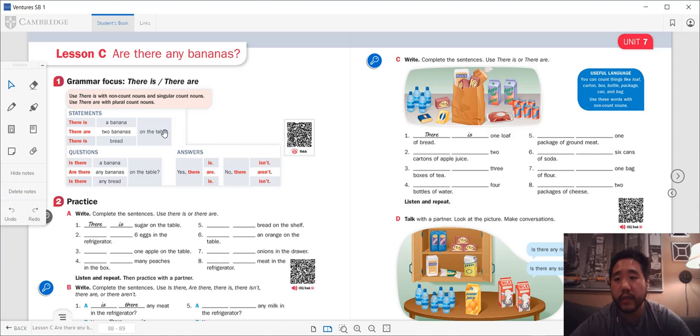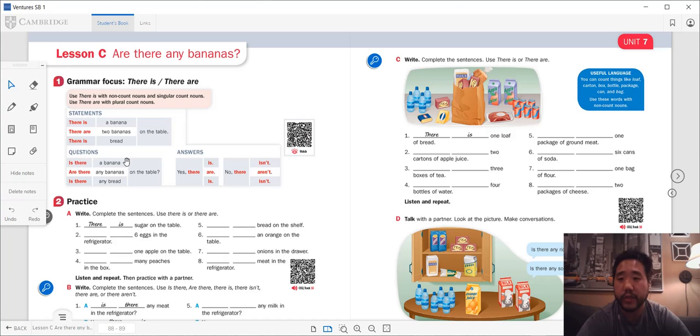So I'm going to go over the examples written here. Statements: there is a banana on the table. There are 2 bananas on the table. There is bread on the table. A banana is a singular count noun, so we have to use there is. 2 bananas, plural count nouns, so we have to use there are. Bread is a non-count noun, so we have to use there is.